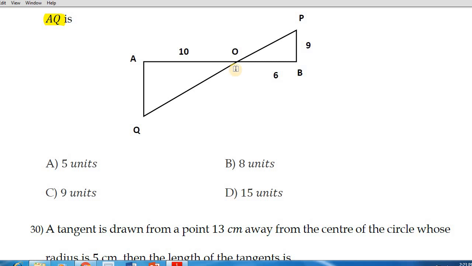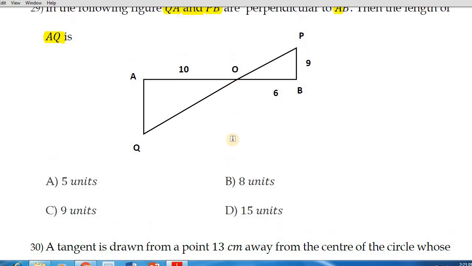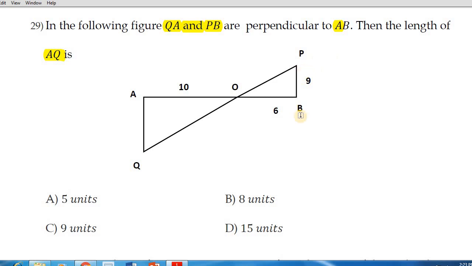And angle A equals angle B, 90 degrees, because they said it in the problem. Now these two triangles are similar according to the AA similarity criterion. Now which are the corresponding sides? So corresponding sides are AQ by PB. AQ value you don't know, PB value we know. Next, AO by OB.